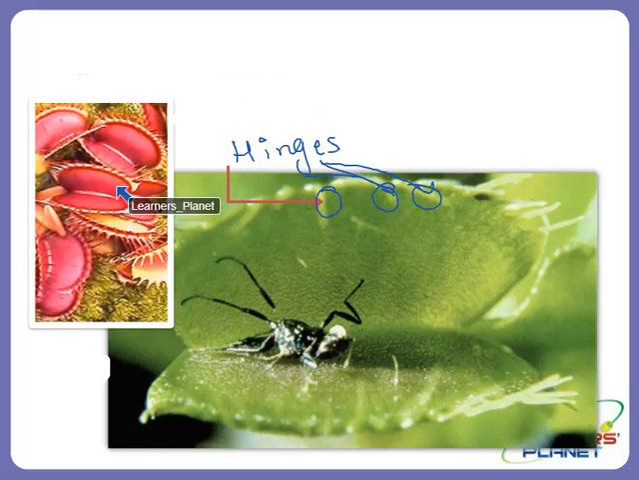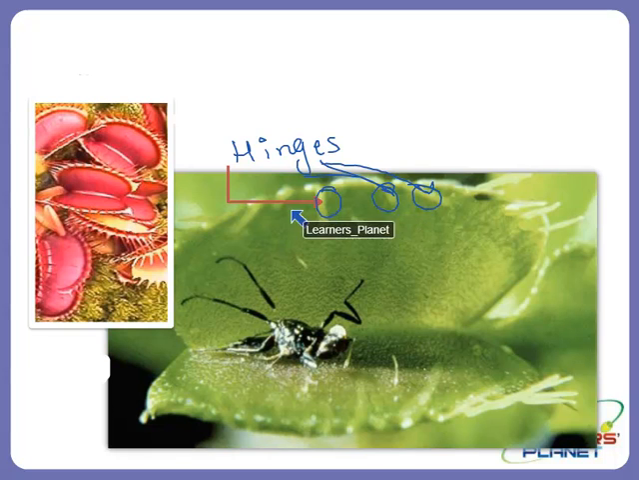This is also one such picture of the Venus flytrap. On the inner surface, which is reddish in color, they are present to attract the insects. Actually, there are short and stiff hairs on the inner surface. Can you see here? Which are called hinges.